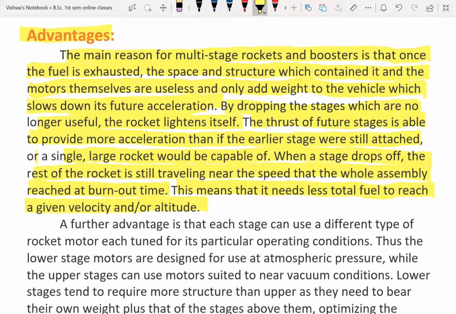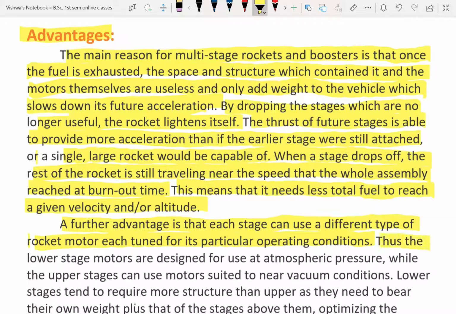A further advantage is important. Each stage can use different types of rocket motors, each tuned for a particular operating condition. Particular operating condition means there are different environmental layers: in Earth's atmosphere, and after that there is a vacuum. So for each environment the required engine can be added to the rocket.